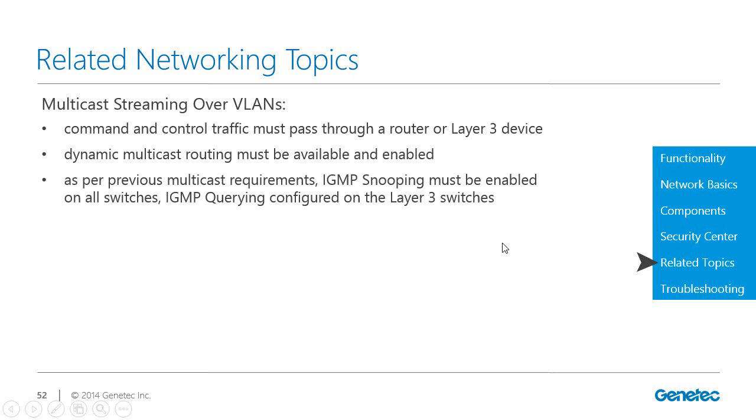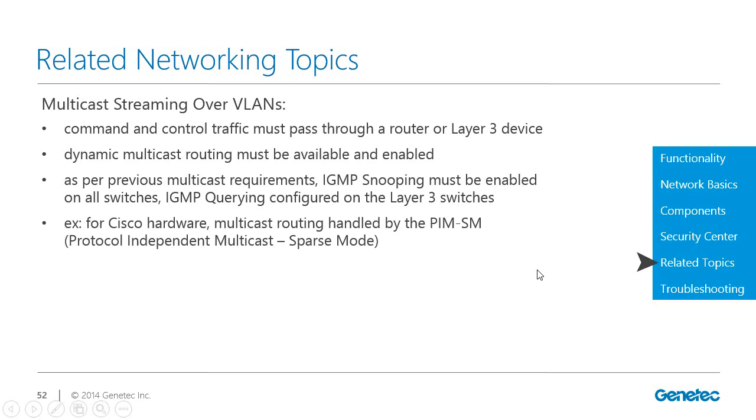As we had mentioned previously, we need to have IGMP snooping enabled on all switches, and IGMP querying must be configured on the Layer 3 switches. The Layer 3 querying is particularly important as it's the function that handles which hosts have requested to join particular multicast groups and ensures that the data continues on to the correct destination.